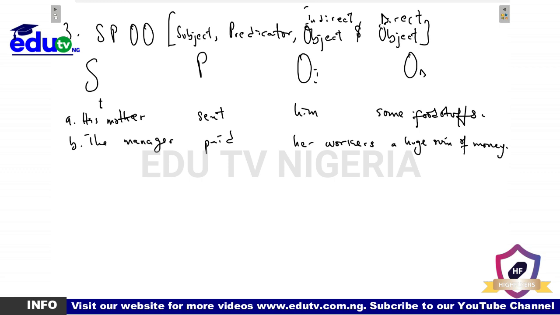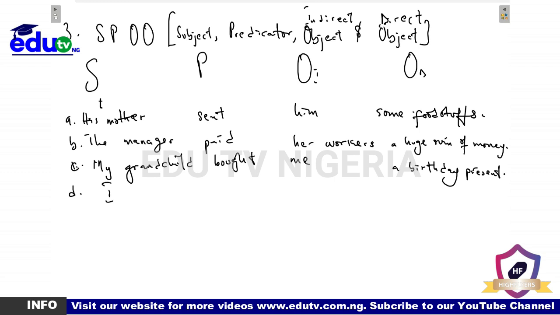Now let's look at the third example. We have my grandchild bought me a birthday present. So my grandchild bought me a birthday present. My grandchild, subject, bought, predicator, me, object indirect, a birthday present, object direct. I have lent Deborah my grammar notebook.